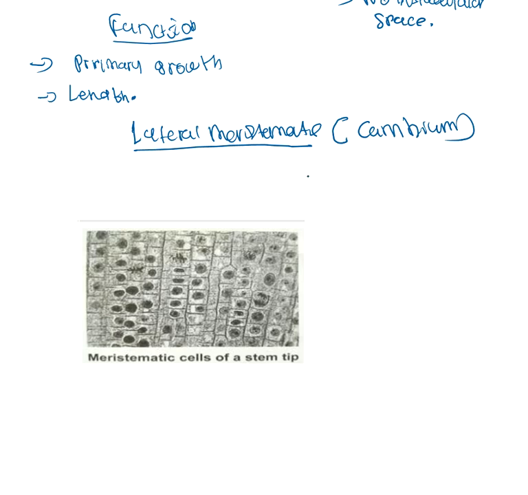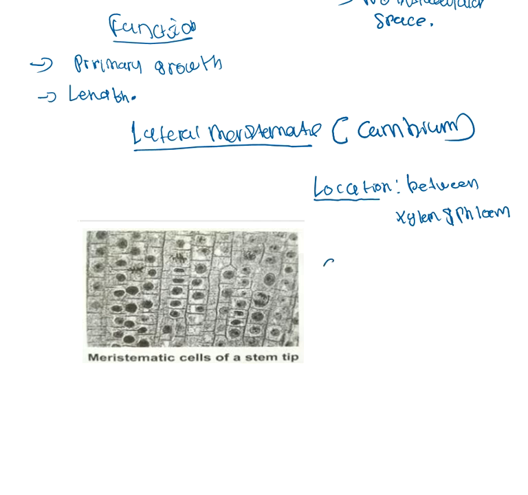We must know where we find this tissue. We have to identify their location. This tissue is found between two vascular tissues, which are our xylem and our phloem. So they are found between xylem and phloem. This is the location of the cambium, or what we call lateral meristematic tissue.